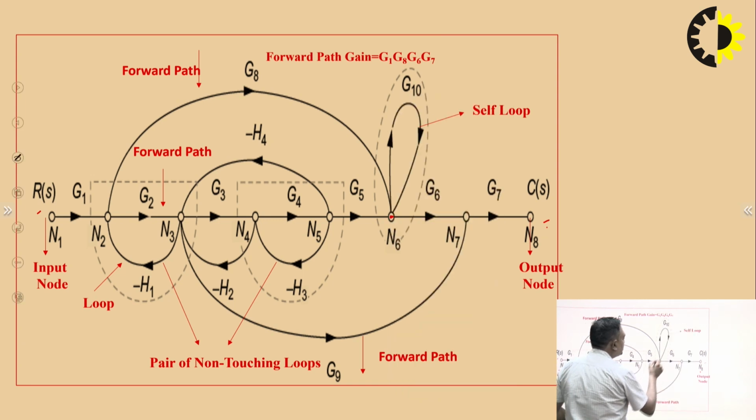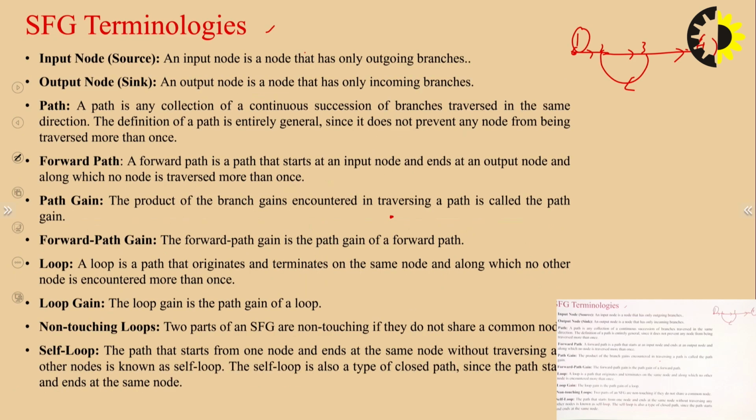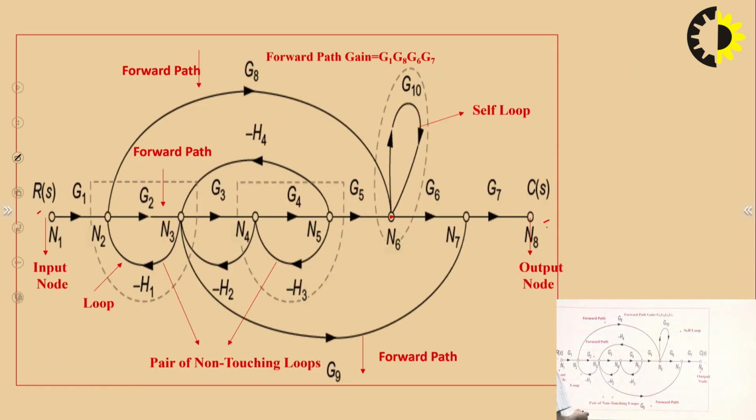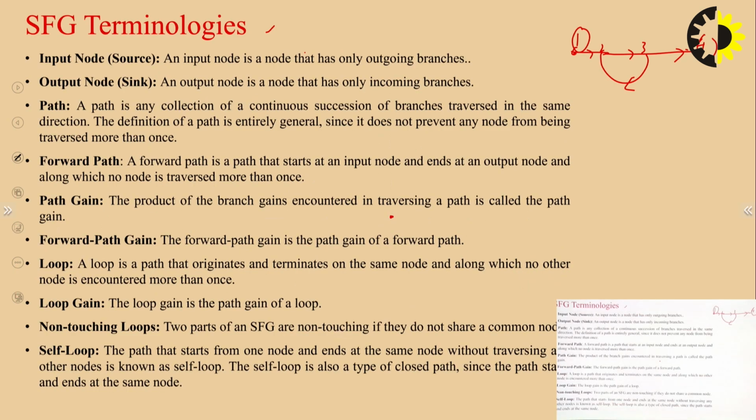This node is traversing twice, so we cannot take it as a forward path. And then path gain: the product of the branch gains encountered in traversing a path is called the path gain. So let us suppose we are taking this particular path. This is also a forward path, and the gain of this forward path is nothing but G1, G2, G3, G4, G5, G6, G7.